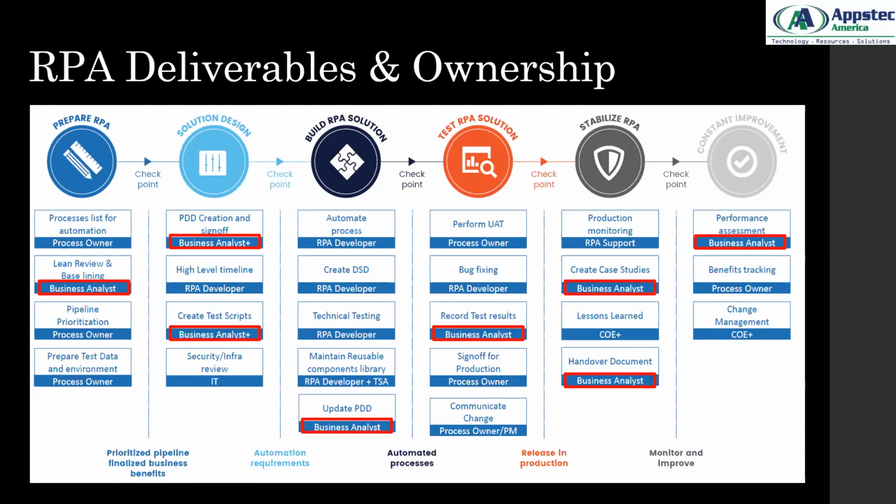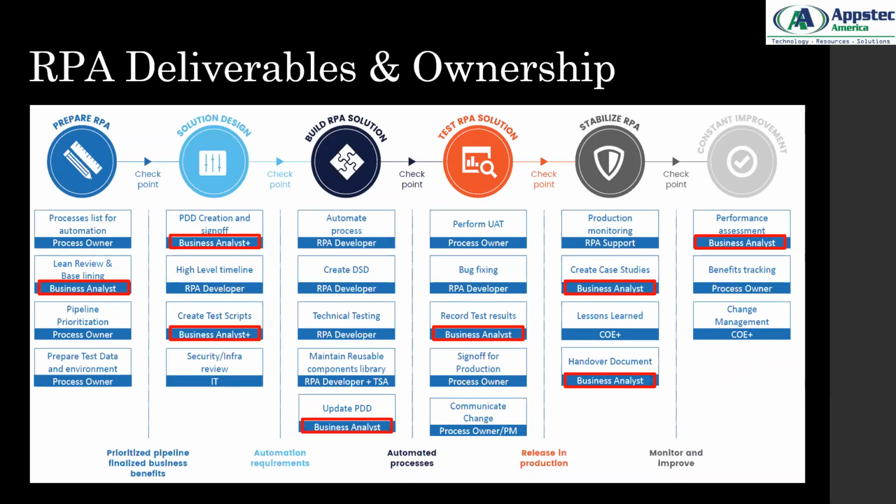The business analyst gets involved in the PDD creation as well as creating the test scripts and the test data. So now we are very much aware of what UAT is, how the test scripts work, what test documentation is going to take place, and things like that. On the build RPA solution, it's the development phase, but we still have a business analyst role involved. If there is any update to the PDD, it has to be done by the business analyst.